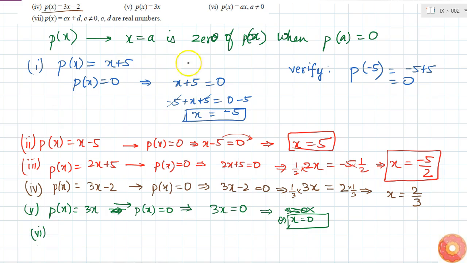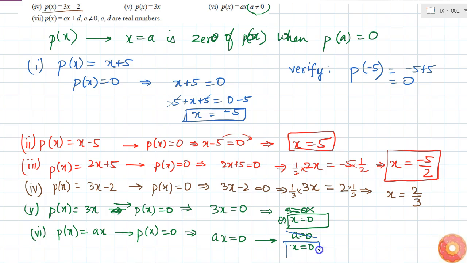And the sixth part is p of x is equal to ax, where a is not equal to 0. It is exactly the same as the fifth part. So if I want to find p of x is equal to 0, this means that ax is equal to 0. For ax to be equal to 0, either a should be 0 or x should be 0, correct? But it is given in the question that a is not equal to 0. So if I remove this option, I am left with x equal to 0. So x equal to 0 is the root of this polynomial also.